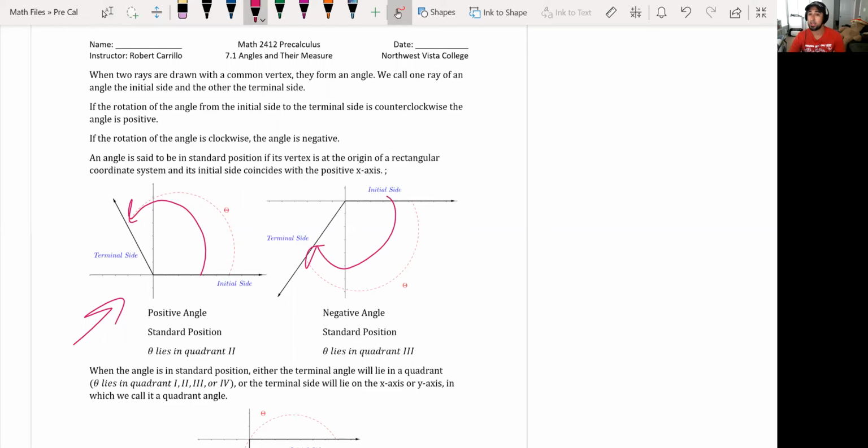An angle is said to be in standard position if its vertex is at the origin, meaning the center 0, 0, right? And its initial side coincides with the positive x-axis. So you see how these are all set up. You've got an initial side, terminal side, initial side, terminal side. So those are the components of an angle, a positive angle, and a negative angle.